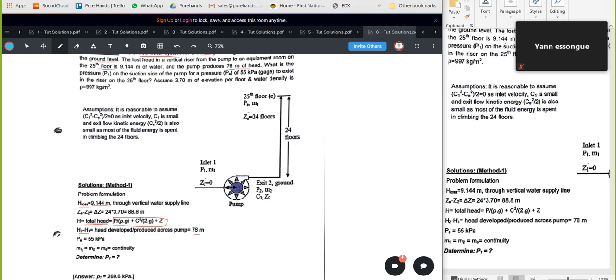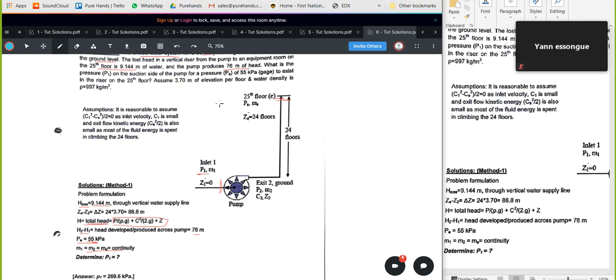And then they tell you that the pressure on the floor at this point here, at the exit, is 55 kilopascals, and that there's continuity. Now they want you to determine the pressure P1. So what is the pressure that's starting here to get to this exit pressure?